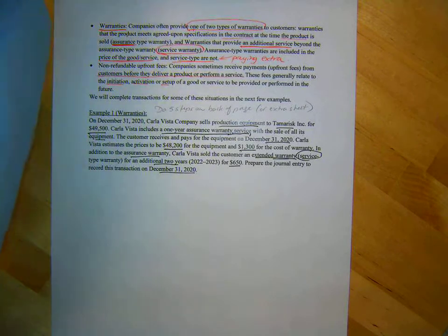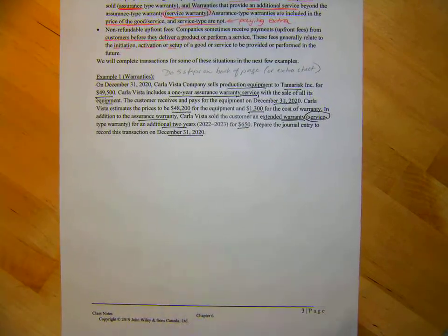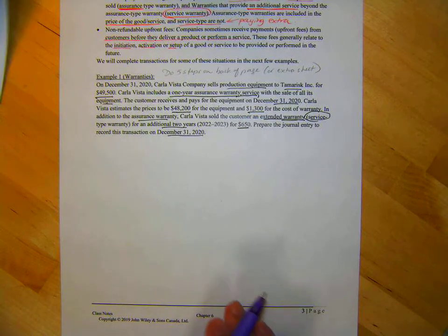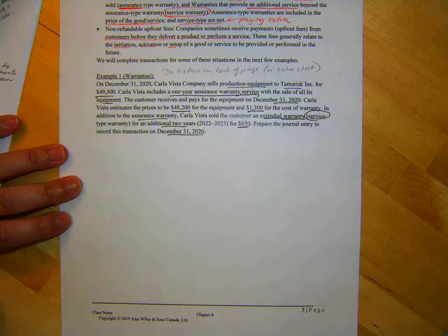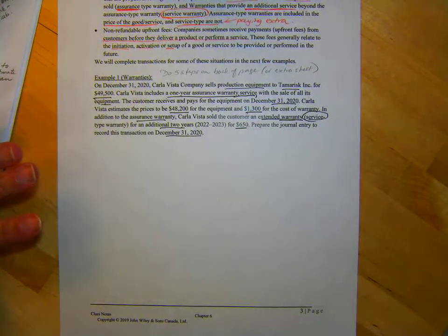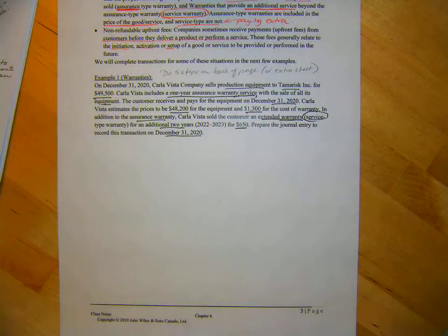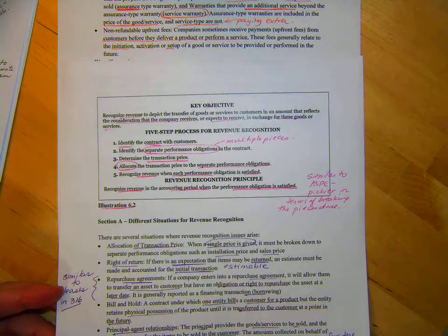Okay, I decided I'm not going to try to put the pages backwards, so we are going to do our little 5-step of revenue recognition on page 3. So, look back at page 2. At the top is the 5-step process for revenue recognition on page 2.